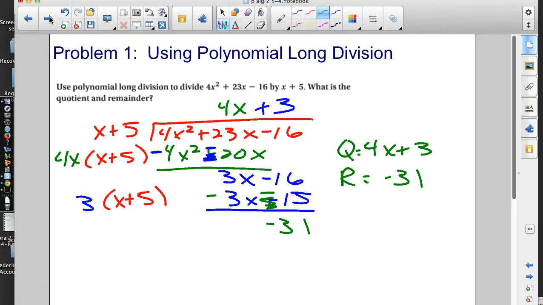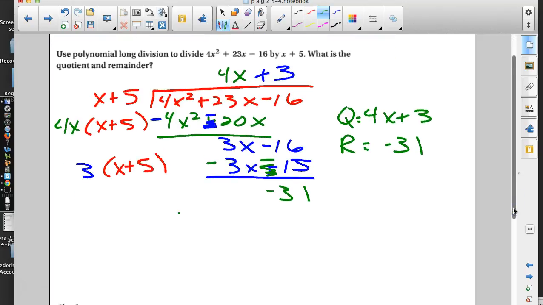But we will never write our answers that way. That's like way back when you first encountered remainders with long division, they had you write that. But what we would write would be 4x plus 3, and then tack your remainder on in the back, minus 31, over the divisor. Remember how you always had to use that piece as a fraction at the end? So that'll be over x plus 5. So we'll have 4x plus 3 minus 31 over x plus 5. And that would be the proper way to write it.